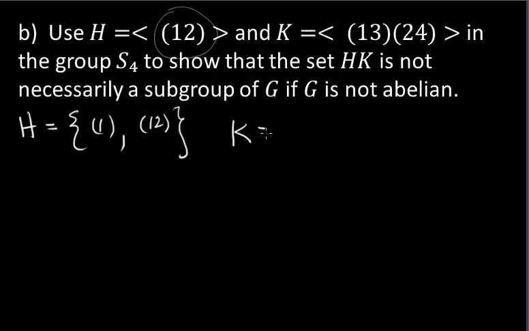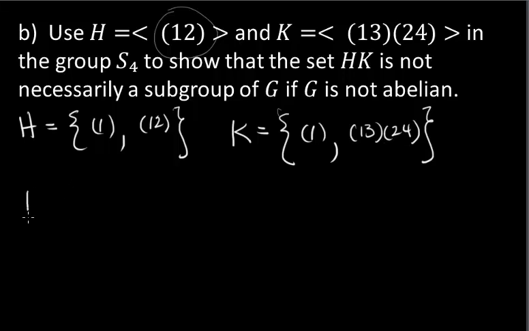Similarly, K is just going to contain 2 permutations, the identity, and this one, (1 3)(2 4), the permutation that sends 1 to 3, 3 to 1, 2 to 4, 4 to 2, and fixes 5. Now, it's a product of disjoint transpositions, so it too has order 2, and when you square it, you get the identity. So each of these subgroups is just a little 2-element subgroup.